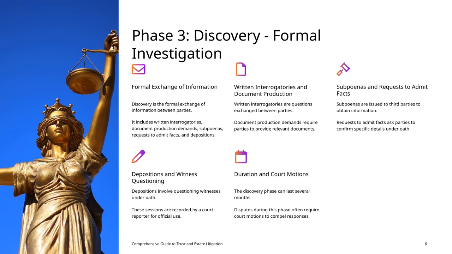Written interrogatories are another part of the process. They're essentially questions exchanged between parties to gather detailed information. Additionally, document production demands require parties to provide relevant documents that could support or challenge claims. Overall, discovery is all about the formal exchange of information. It includes written questions, document requests, subpoenas, admissions, and depositions, all aimed at uncovering the facts necessary to resolve the dispute. This phase is foundational because it sets the stage for the rest of the litigation process, ensuring both sides have access to the information they need to make informed decisions.